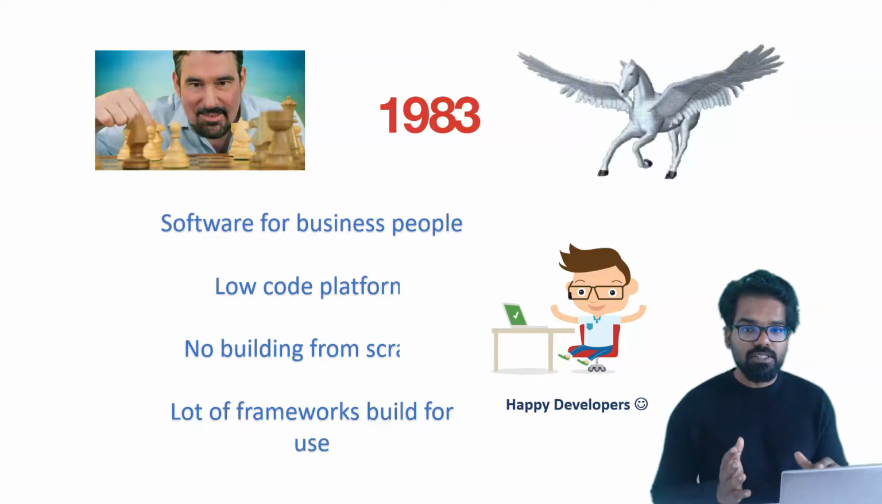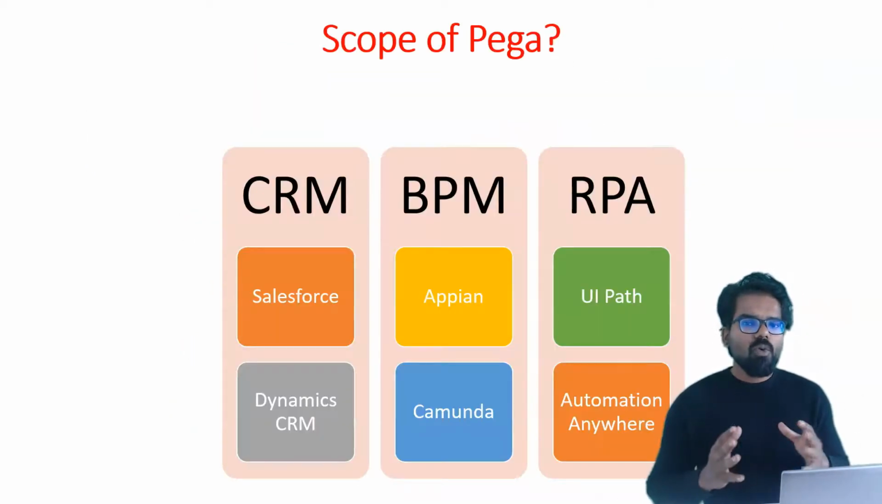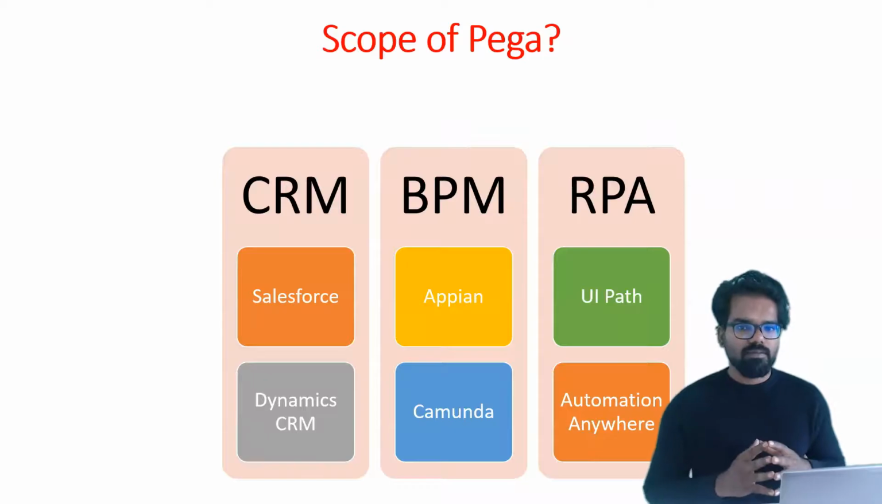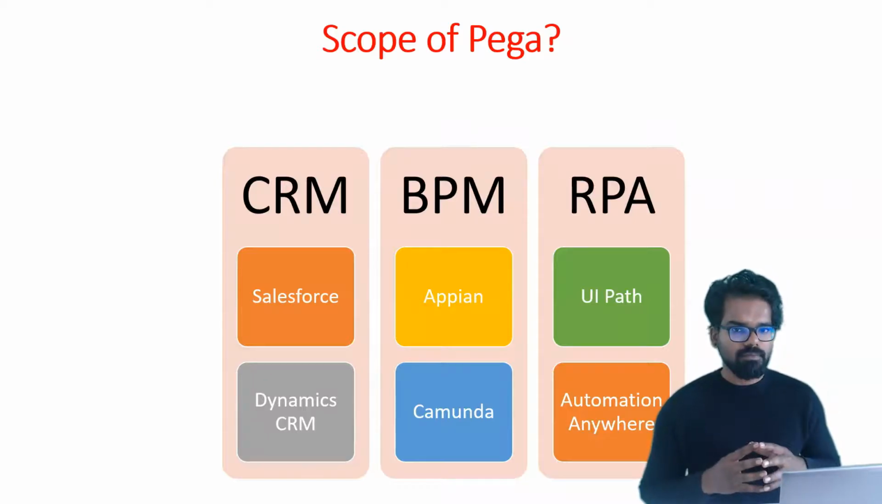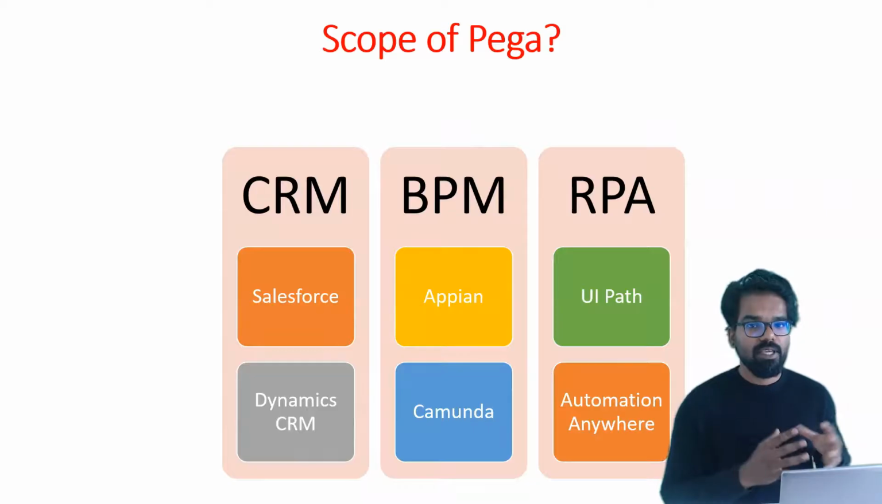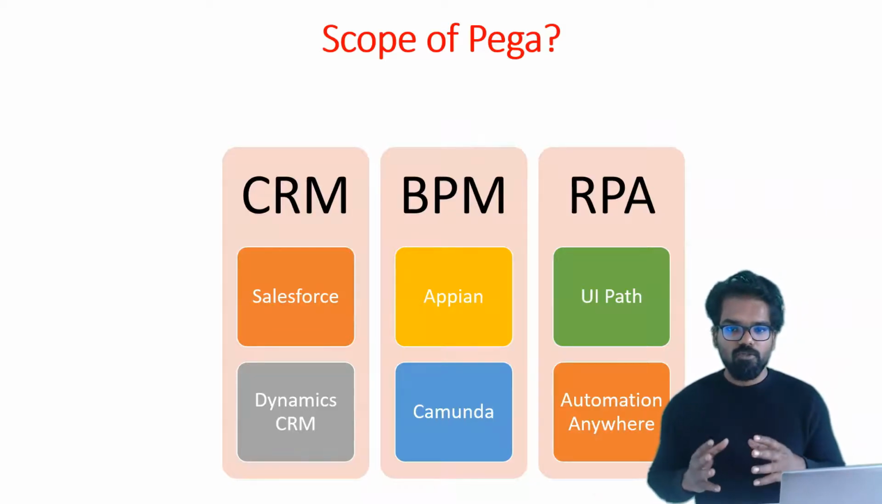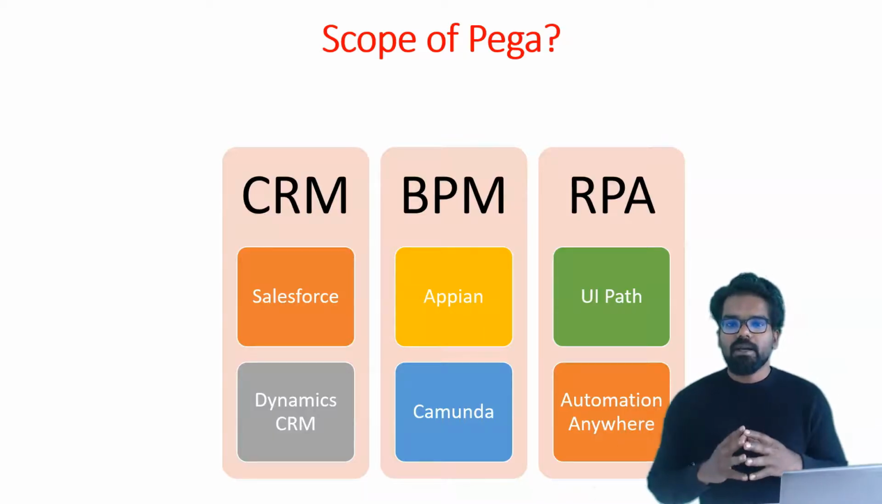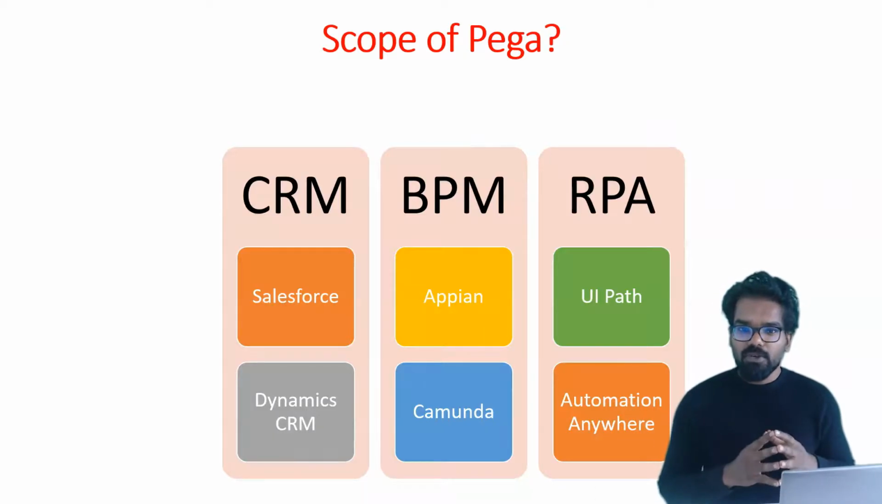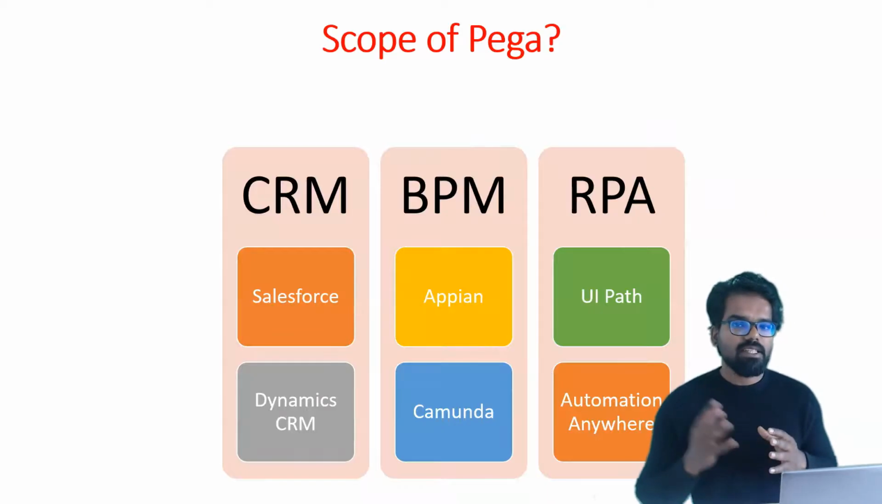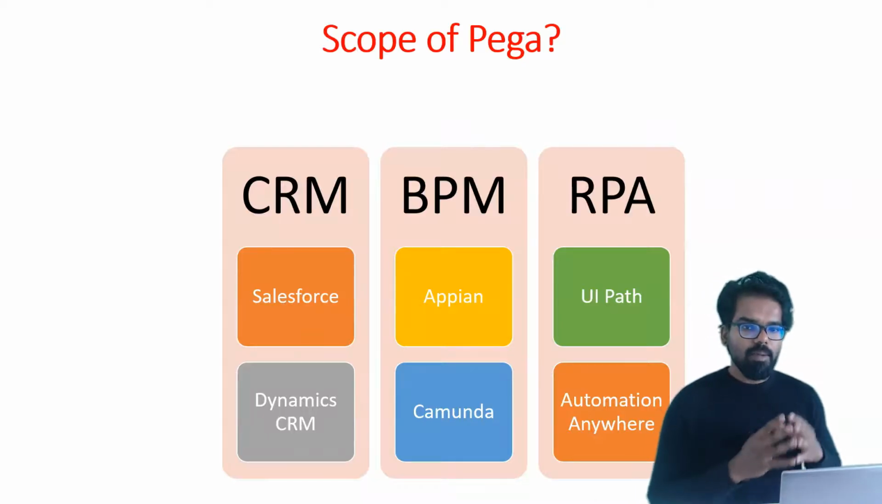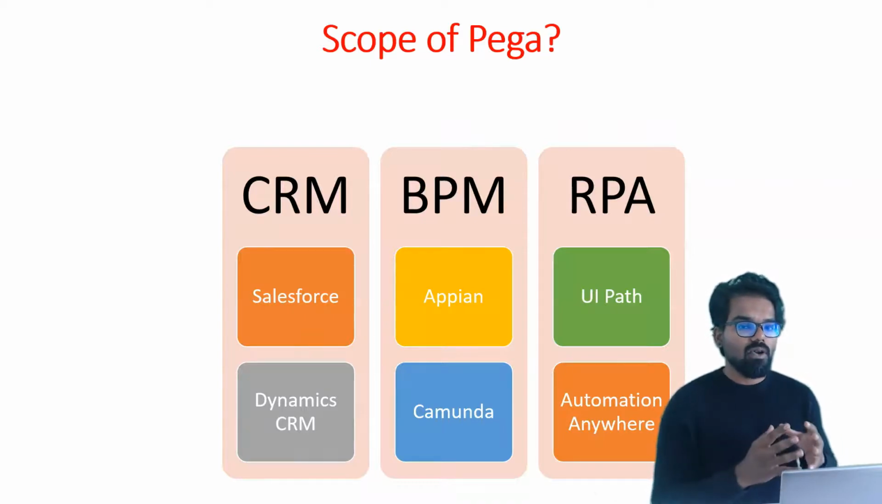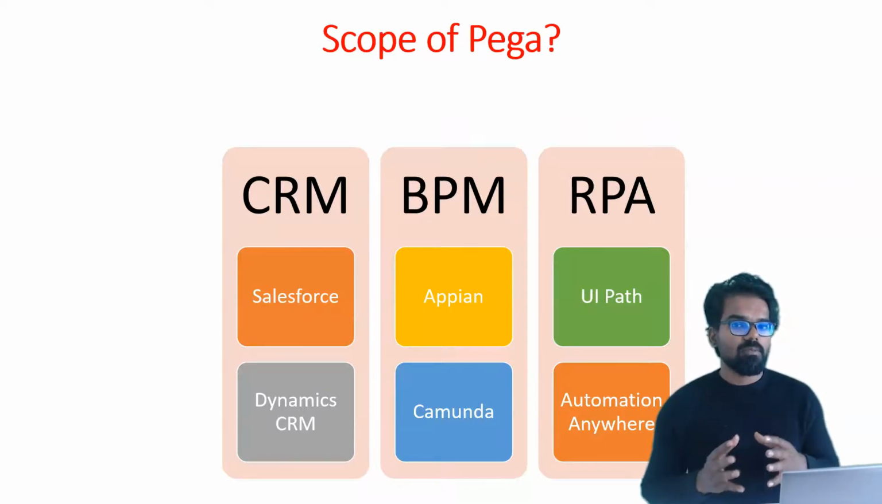Okay, now we have seen what Pega is. The next big question is, what is the scope of Pega? If you want to define the scope of any software, you have to look into two things. One, how the software is currently performing in the market. Second, look out for their competitors. Currently, Pega is performing very well in the market because Pega has landed its foot in different swim lanes. If you see here, they have their foot in CRM, that is customer relationship management, BPM, which we know is business process management, and they also have their foot in RPA. RPA stands for robotic process automation.